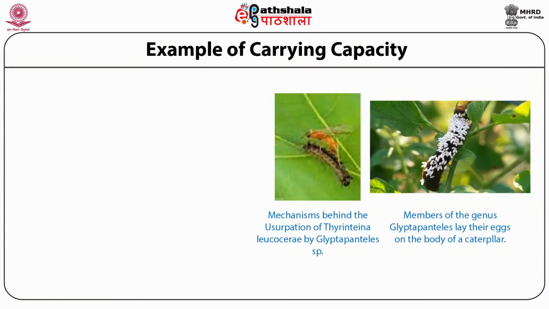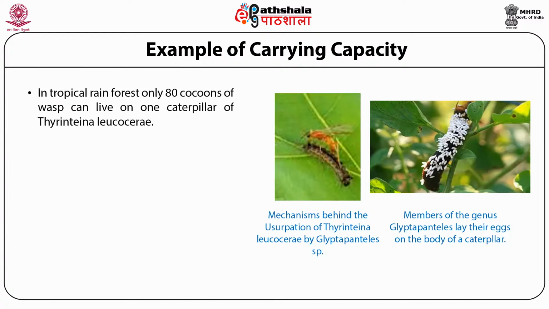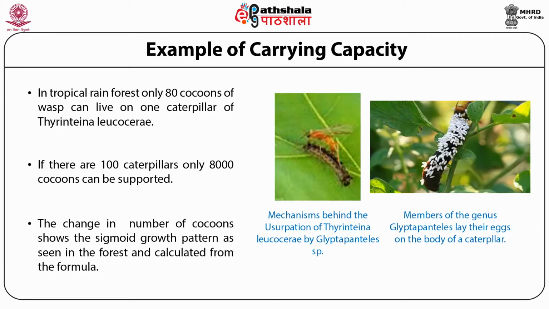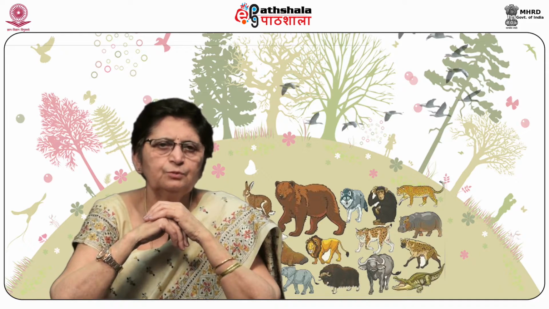The concept of carrying capacity is very clear in this example. In the tropical rainforest, only 80 cocoons of wasp can live on one caterpillar of Thyretina leucocerae. If there are 100 caterpillars, only 8,000 cocoons can be supported. The change in the number of cocoons shows a sigmoid growth pattern as seen in the forest and calculated from the formula. So students, let's summarize what we have learned in this module.